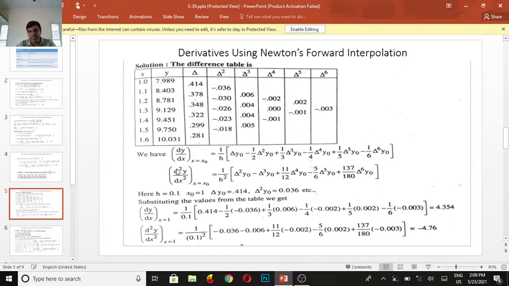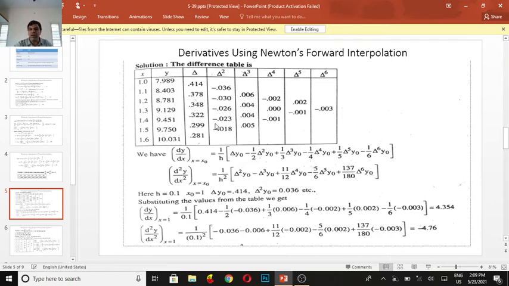So also we are taking the second derivative. d square y by dx square at x equal to x naught is 1 by h square of del square y naught minus del cube y naught plus 11 by 12 del raised to 4 y naught minus 5 by 6 del raised to 5 y naught plus 137 by 180 del raised to 6 y naught.